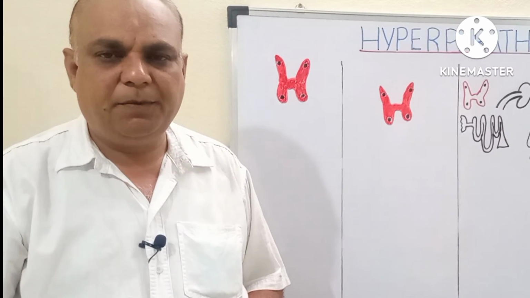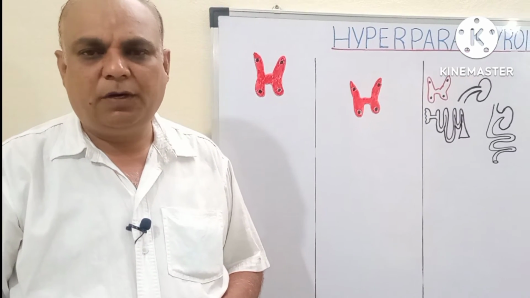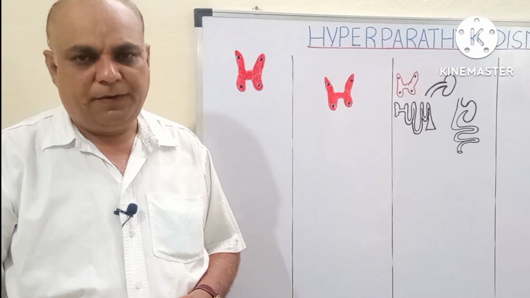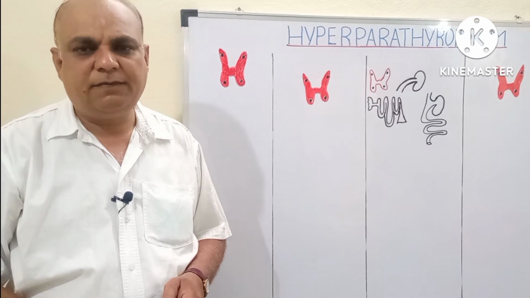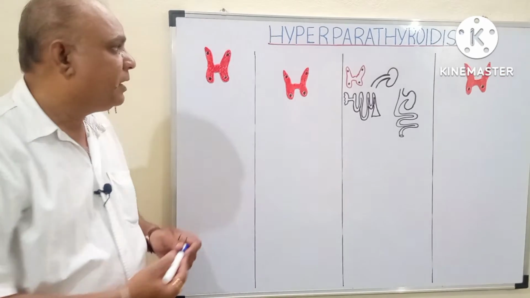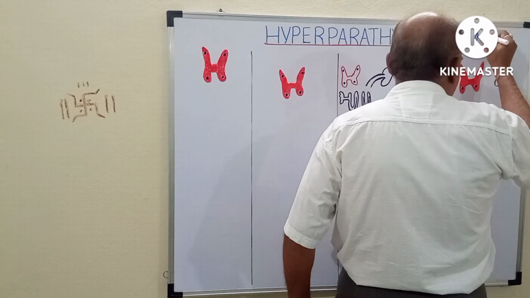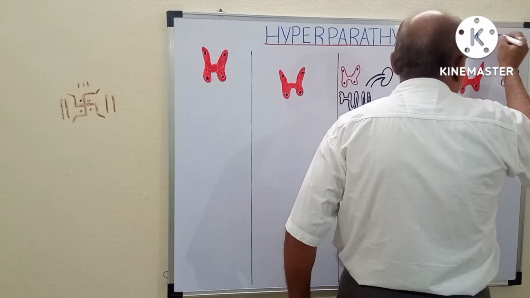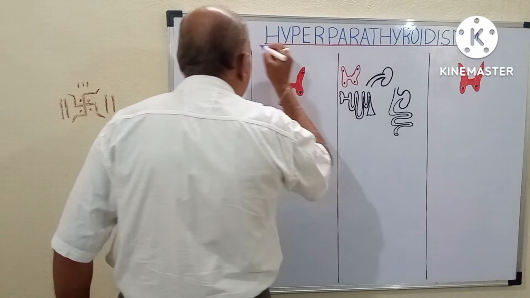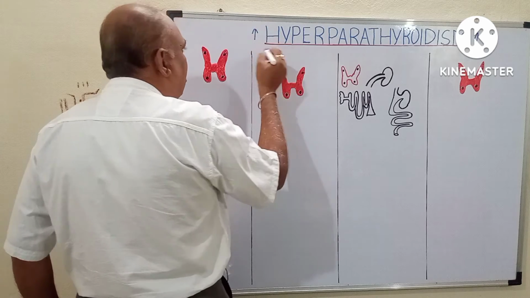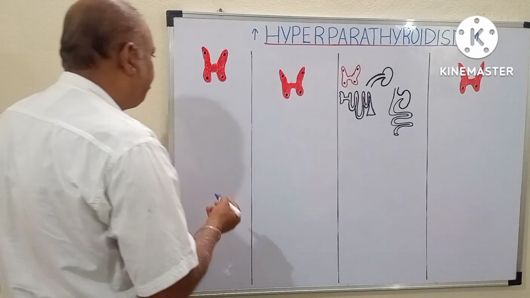In our previous video program, we have seen the overview of parathyroid. In today's video program, let's have a glimpse of hyperparathyroidism. The word hyperparathyroidism means high parathyroid hormone levels. The word hyper means high and hypo means low.